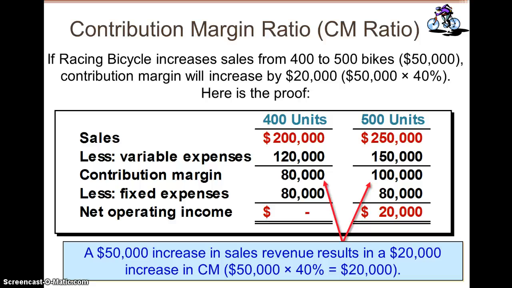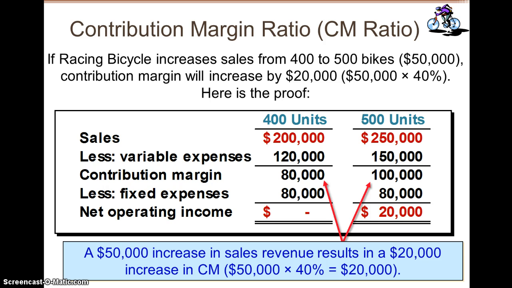All right, you can see that sales revenue at 400 units is $200,000, less the variable cost, less the fixed cost, that was our break-even point. When we sell 100 additional units, we will increase revenue by 50 grand, 100 times 500. All we need to know, therefore, is that that results in an increase of sales revenue of $50,000.